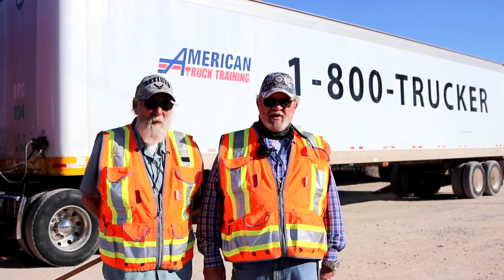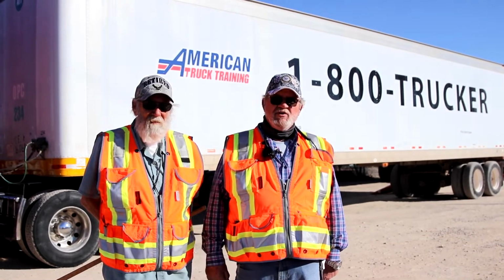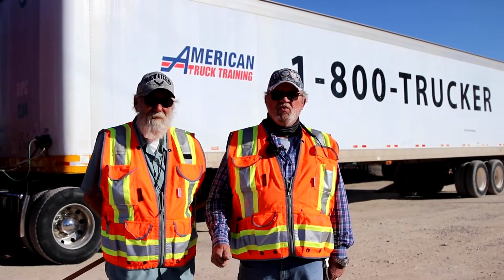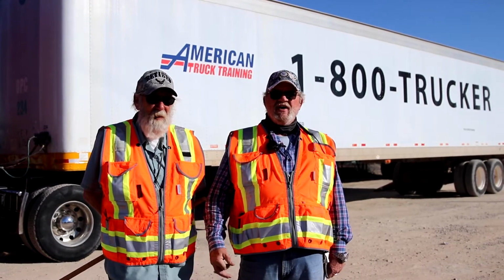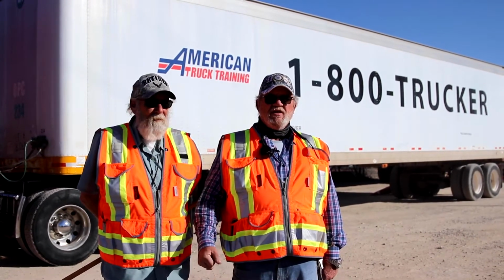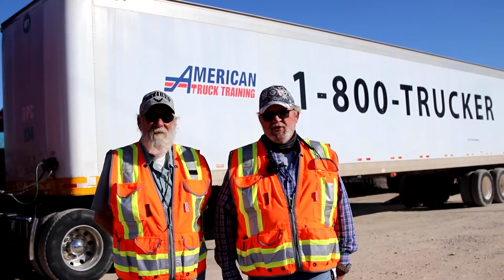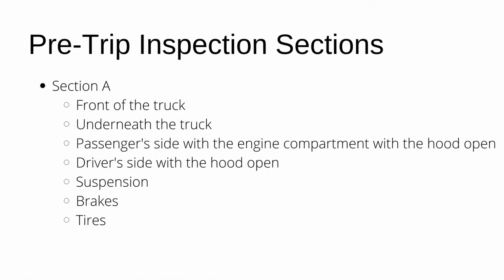Today we're going to show you how to perform a pre-trip inspection on a commercial vehicle and trailer. Pre-trip inspection is one of 3 steps that you have to perform at DPS to get your CDL. It is broken up into 4 sections. Section A basically covers the front of the truck, underneath, the passenger side of the engine compartment with the hood open, and then around to the driver's side of the engine compartment, and the suspension and the brakes and the tire.